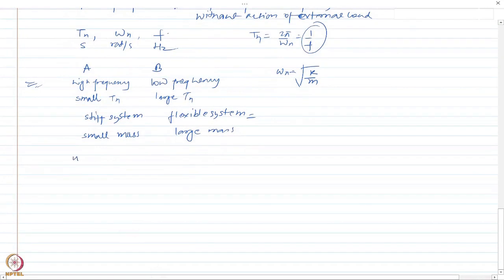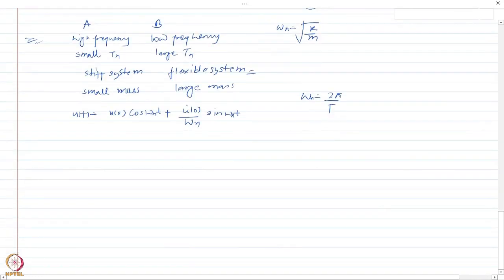Once that is there, let me come back to our expression for u of t again, which we had obtained as u of 0 cos omega n t plus u dot 0 by omega n sine omega n t. And remember that we said that omega n I can write as 2 pi by Tn. So I can also write this expression with 2 pi by Tn, and similarly here 2 pi by Tn.